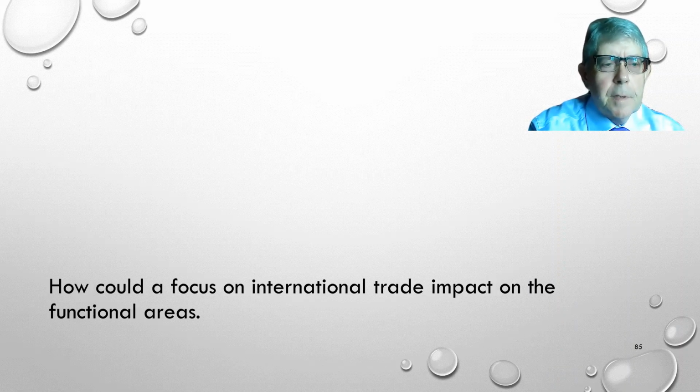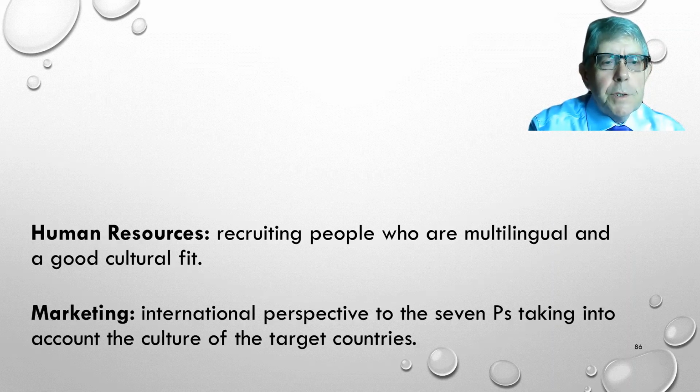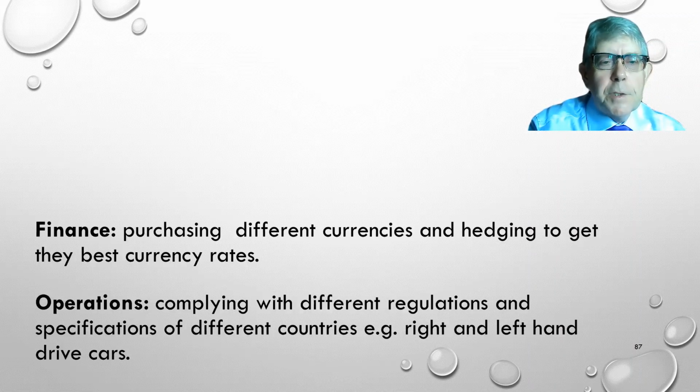How could a focus on international trade impact on the functional areas? Human resources, recruiting people who are multilingual and a good cultural fit. With marketing, taking an international perspective to the 7 Ps, taking into account the culture of the target countries. Finance, purchasing different currencies and hedging to get the best currency rates. Operations, complying with different regulations and specifications of different countries. For example, right and left-hand drive cars.